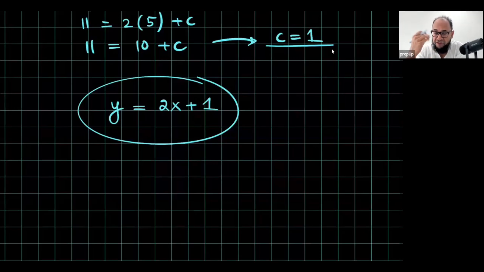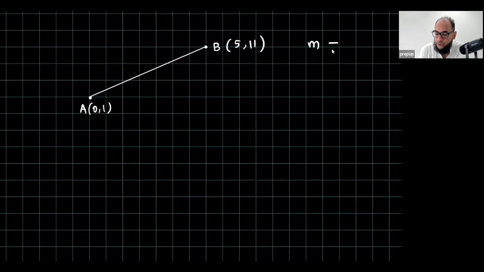So now we have used one method. It's time to try out the other method. Let me draw the line segment once again. This is the point A, (0, 1). This is the point B right over here, that is (5, 11). We have already calculated the gradient, which is 2.